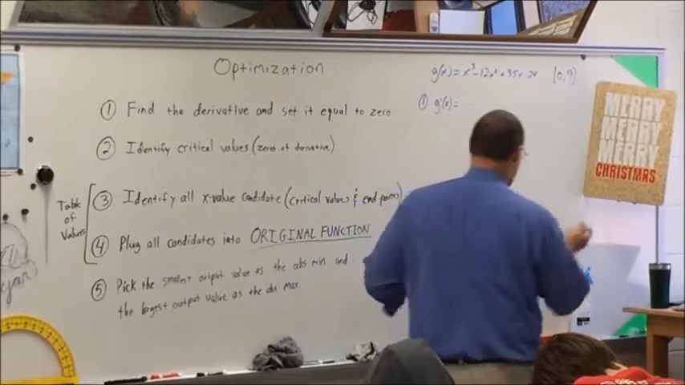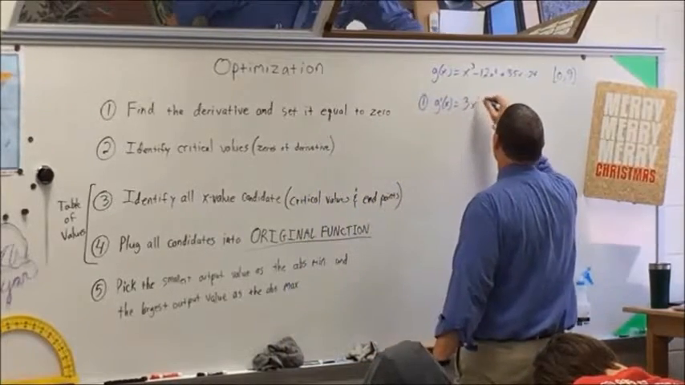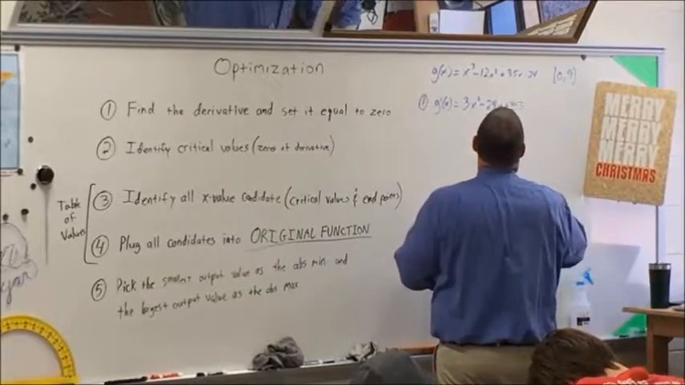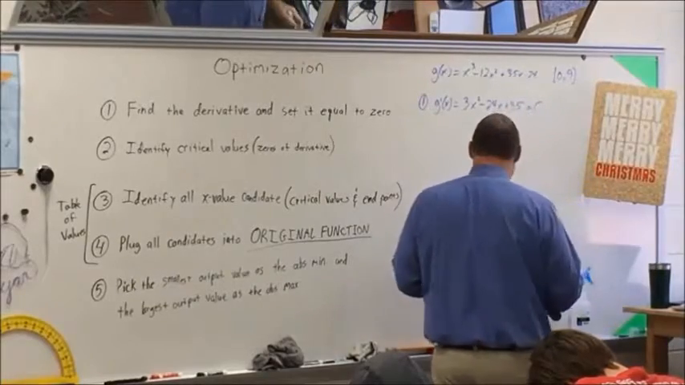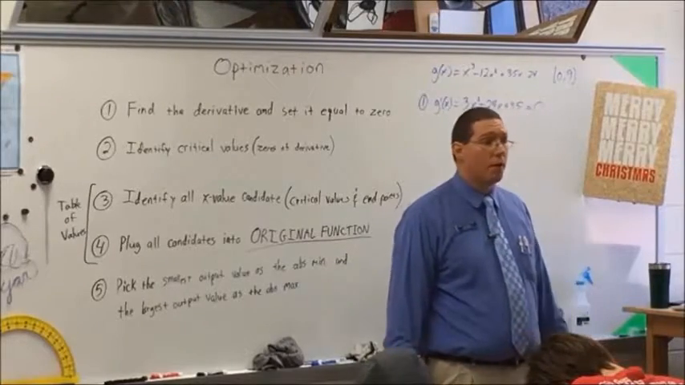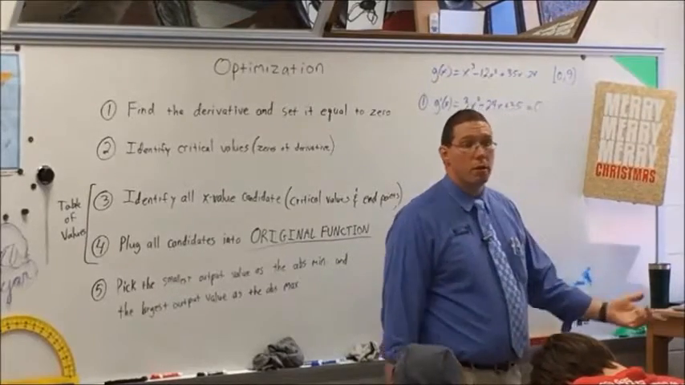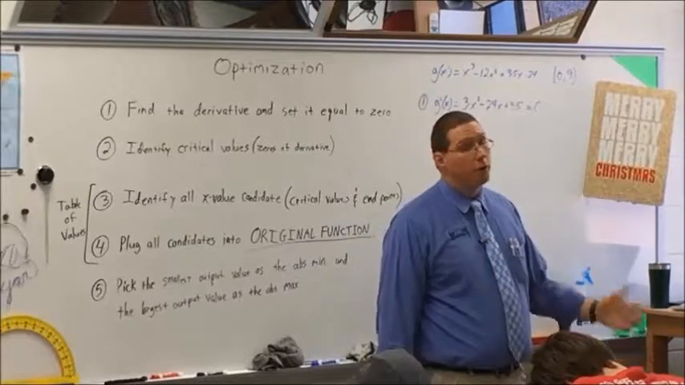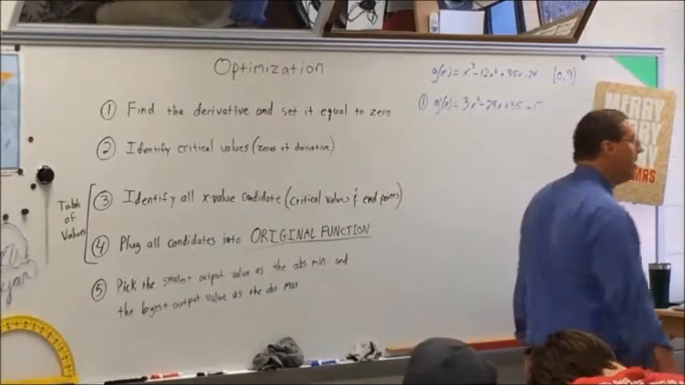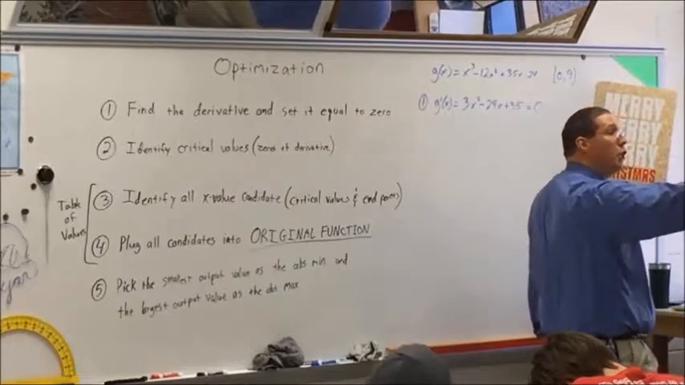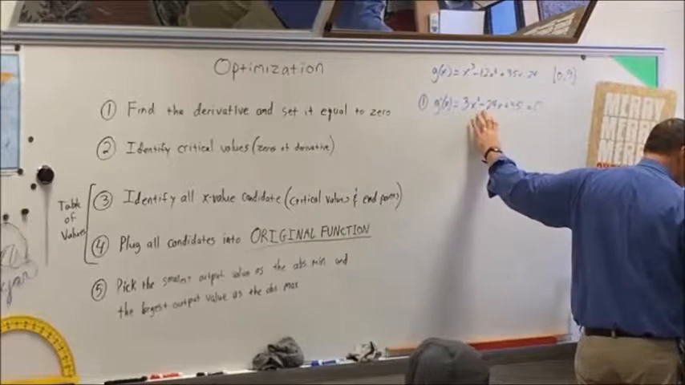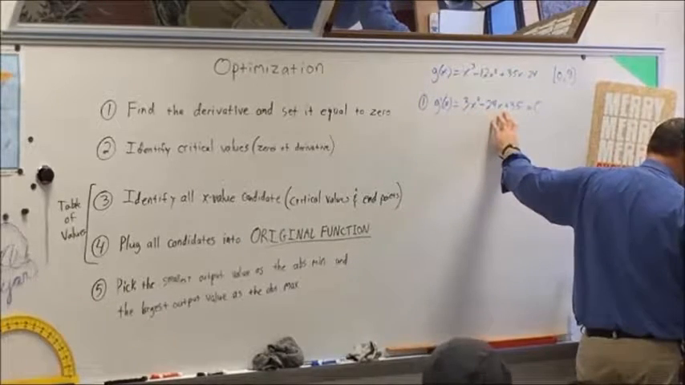What do we get for a derivative? 3x squared minus 24x plus 35. And what am I going to do with that? I'm going to say equals 0. Now, this function has irrational roots, meaning the zeros are irrational. So you can either use the quadratic formula, which I know you guys are dying to use, or you can use a graphing calculator. Under y2, I'm going to type in the derivative, 3x squared minus 24x plus 35.